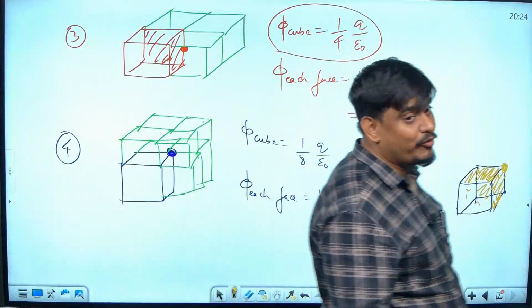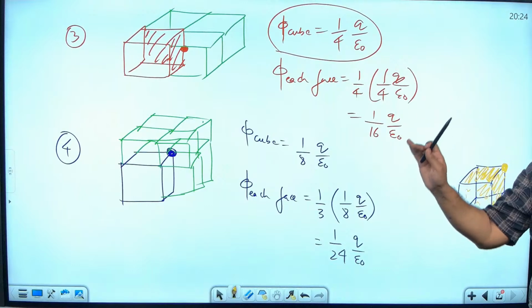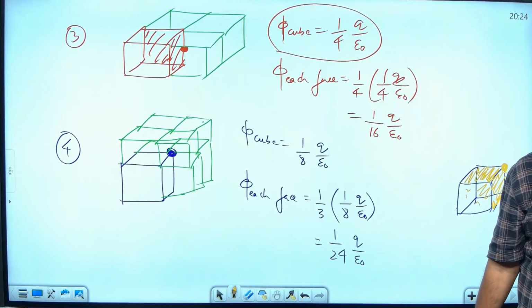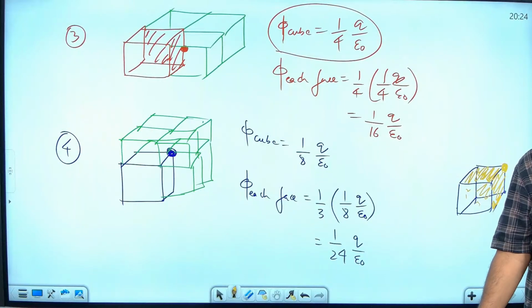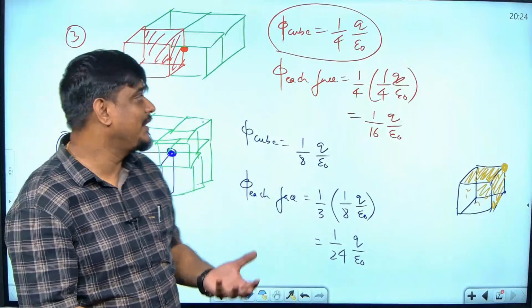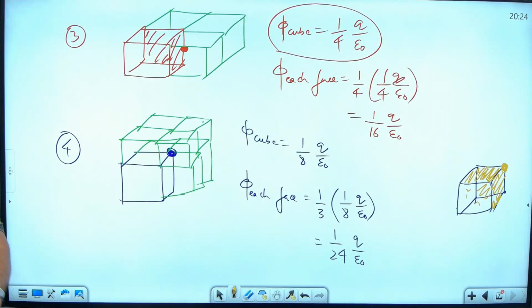That is the beauty of Gauss law. These things you cannot even imagine by normal phi is equal to E dot dA. You cannot do. So Gauss made us understand the flux more comfortably with the help of Gaussian surface. Got my point? Is it clear to everybody?